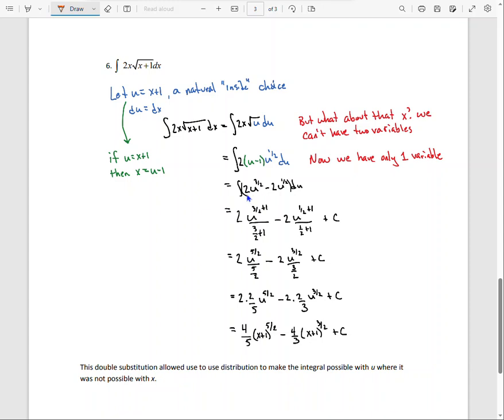All right. So now we have the integral of 2u to the 3/2. We're going to add 1. That's our new exponent. That's our new denominator. Minus 2u to the 1/2 plus 1. That's our new exponent. That's our new denominator. Plus c, so I don't forget. 3/2 plus 1. When we're adding 1 to it, it becomes just add 3 plus 2. And we get 5/2.